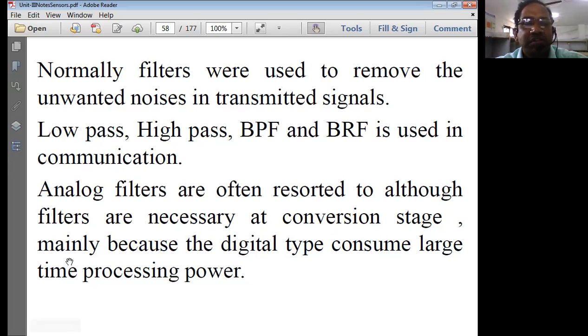Filters are necessary at the conversion stage mainly because digital type consumes large processing time and power. So digital filters are going to consume more power than analog filters. Therefore, we prefer analog filters in the sensor circuits because sensor circuits operate with very, very little power. The input power, whatever power we supply for the sensors, should be really very low. So we prefer analog filters rather than digital filters because digital filters consume large processing power.